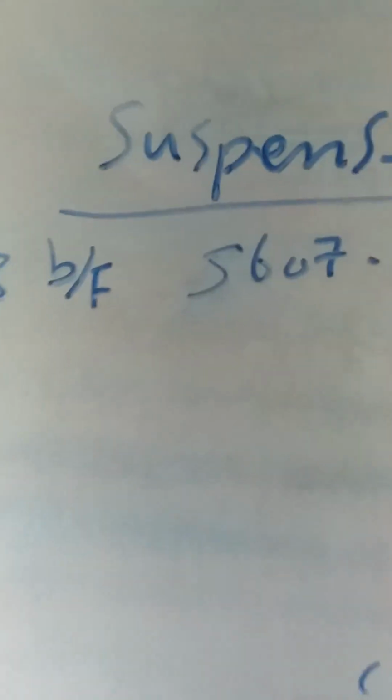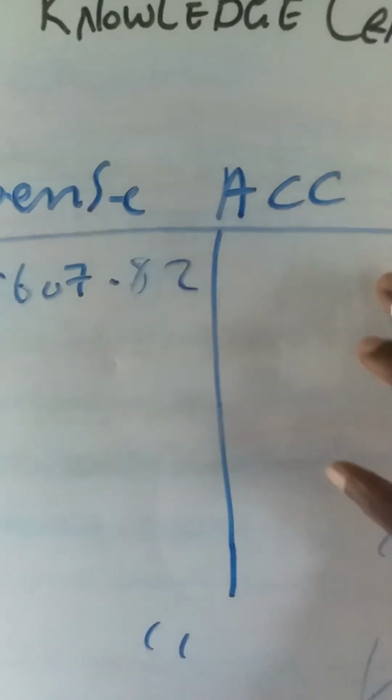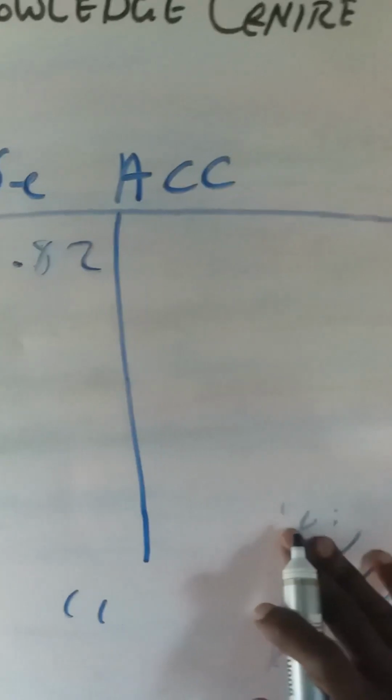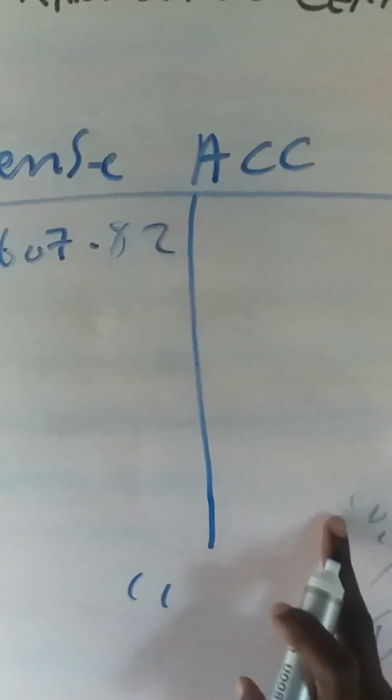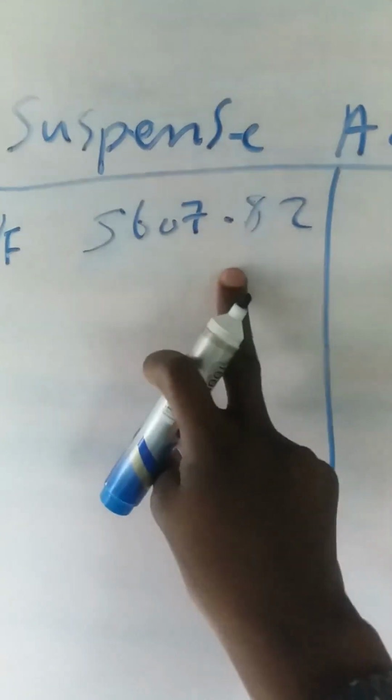5,607.82. Okay, 0.82 on the debit side, and this is going to be balance brought forward. Balance brought forward 5607.82. Then on the credit side, that's where we want to record our investigations. After we investigate, then we are going to record on the credit side. Those investigations should equal this amount so that we cancel the suspense account.